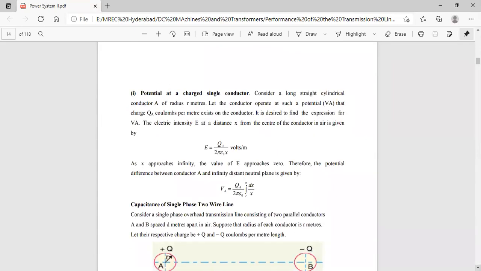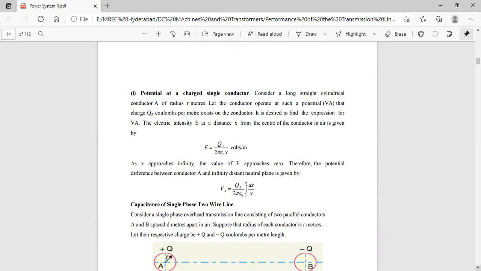So the potential at a charged single conductor. Consider a long straight conductor A of radius R meters. So already I told you, Q is the charge flowing through the conductor. Now we have to find out the potential at point A.